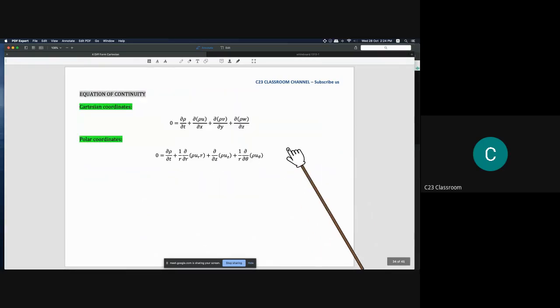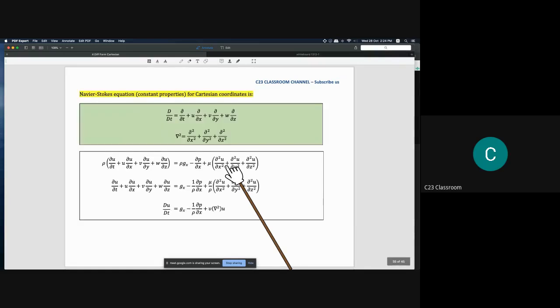Okay, these are the notes I already uploaded to my website. This is the revision, the Cartesian coordinate for the continuity equation. We already discussed this one, and I also put the continuity of polar coordinate, so we will go through this today. Then this is the Navier-Stokes equation for Cartesian coordinates, because after this we will see the Navier-Stokes equation for polar coordinate.